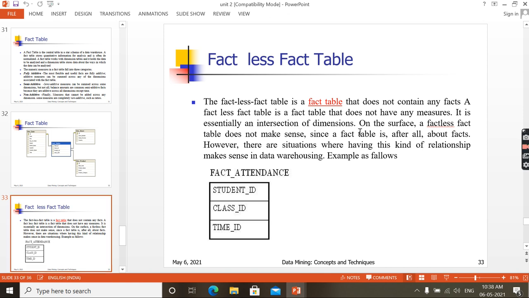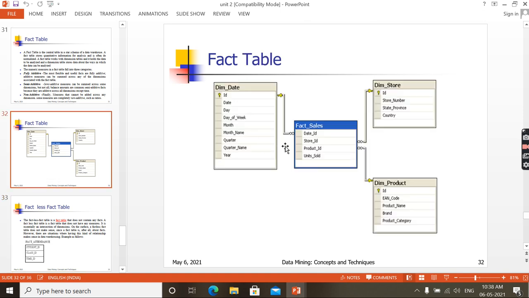A factless fact table is a fact table that does not contain any facts. Here, facts are nothing but the measures. For example, in the above fact table, date ID, store ID, and product ID are the foreign keys, and the number of units sold is the measure.